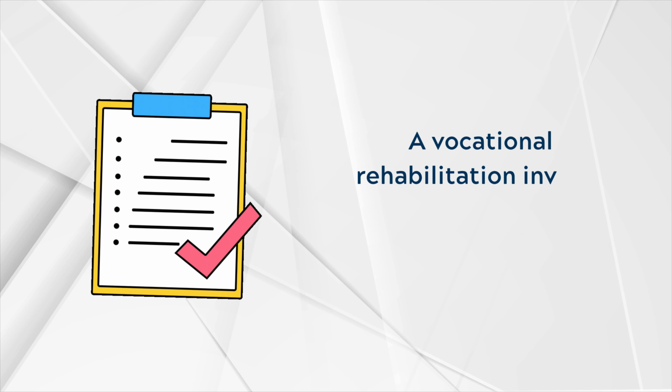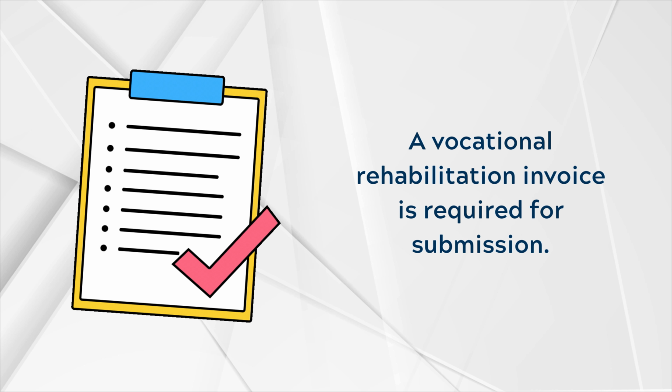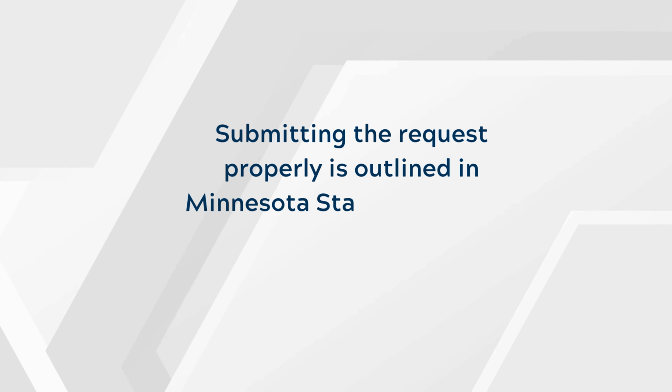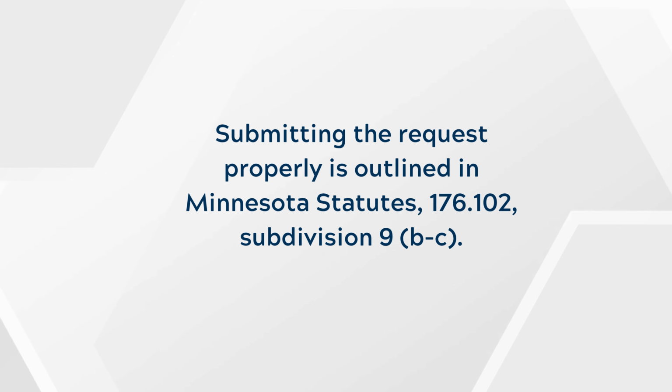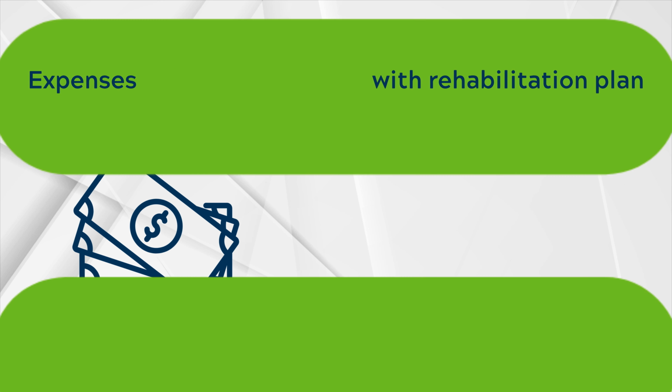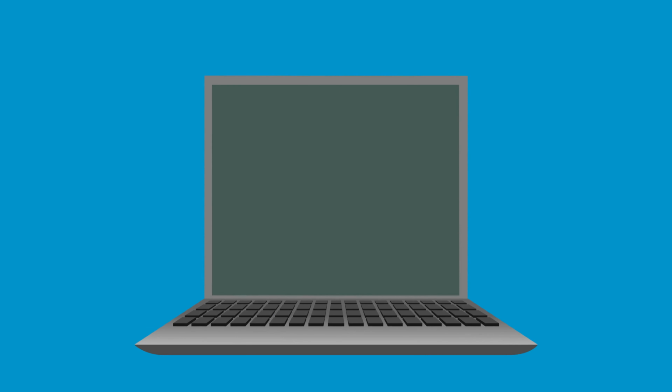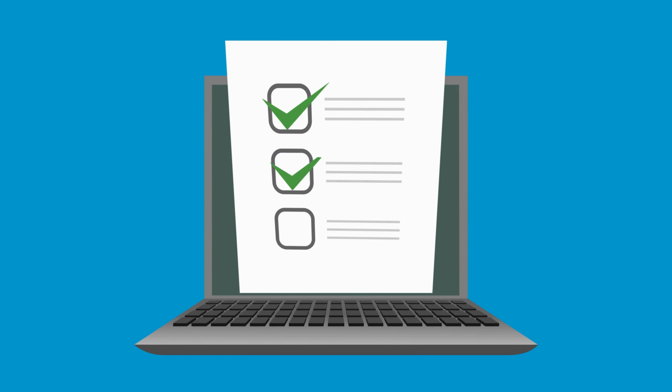Once you have confirmed the expenses are eligible, the next question is to ask if the bill was submitted properly. The request must be submitted on the Vocational Rehabilitation Invoice form. See Minnesota Statutes 176.102, Subdivision 9, B and C for more details. The link to the form can be found in the video description. Expenses must be consistent with the approved rehabilitation plan, and the form must be submitted within 45 days of provision of service.